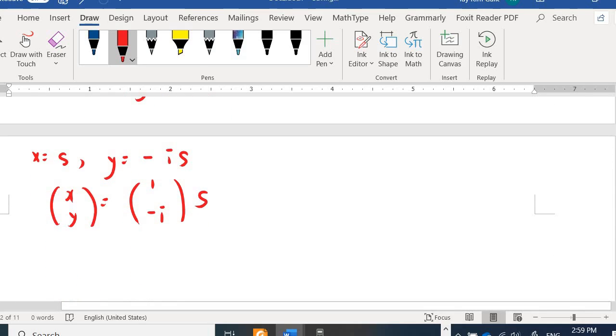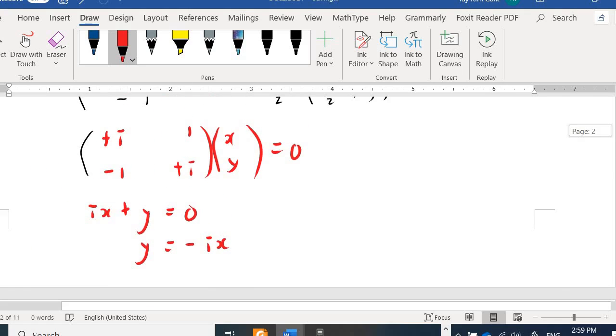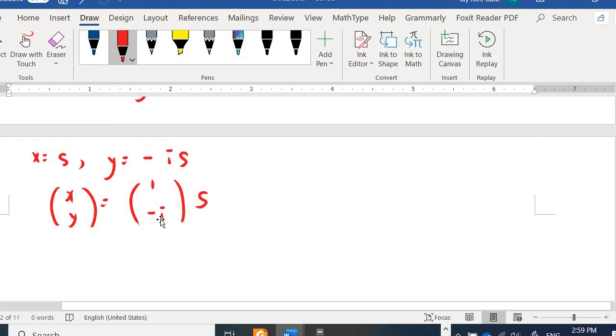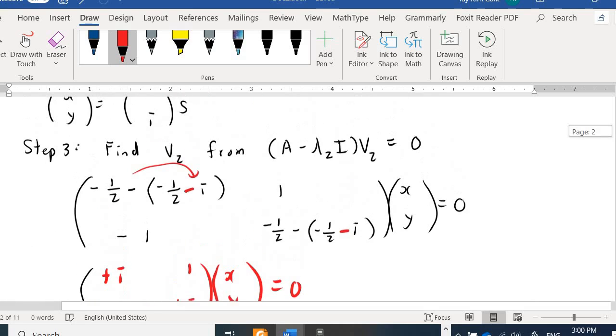Earlier in the YouTube video it was x equal to is, y equal to. X equal to s, negative is. Because the YouTube one, let me check. This one I think is a negative.